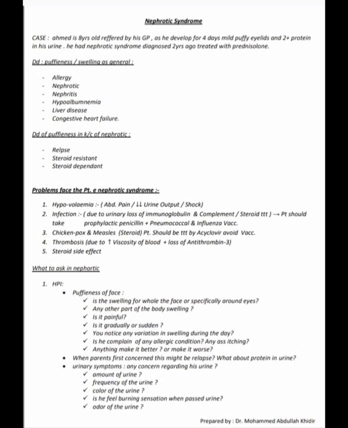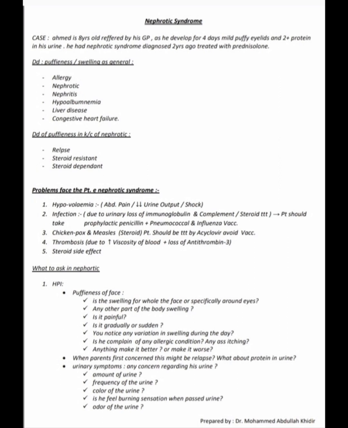Now, what to ask in nephrotic syndrome? First, the introduction is similar, and then we analyze the chief complaints. History of present illness, point number one: puffiness of face. What questions do we ask? Is the swelling of the whole face or specifically around the eyes?